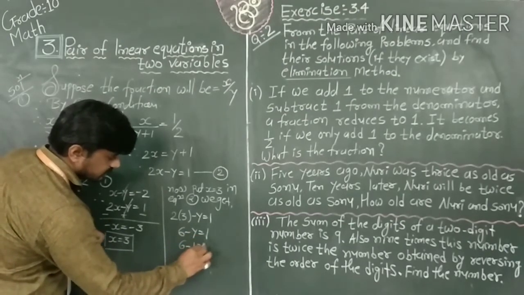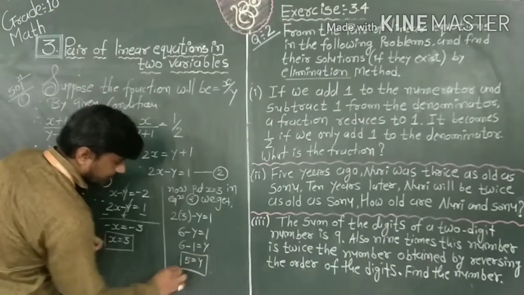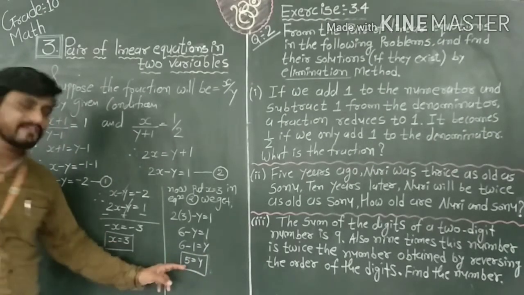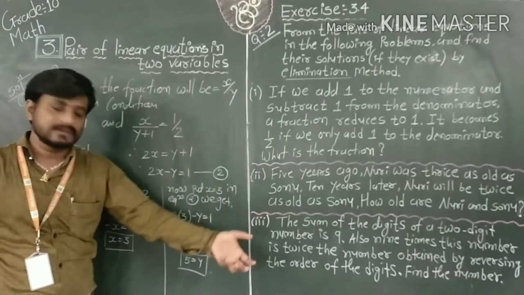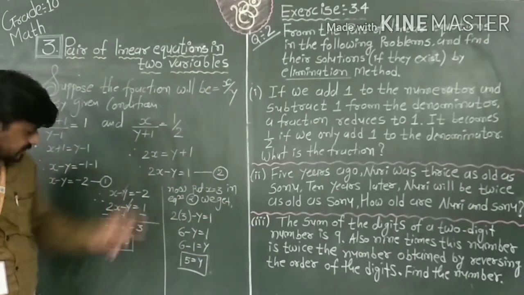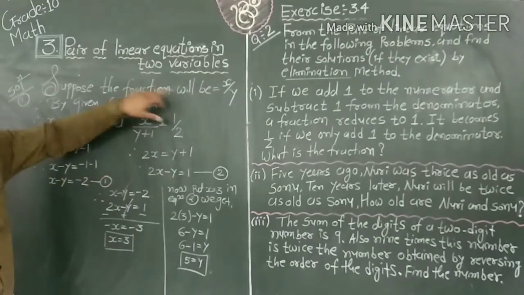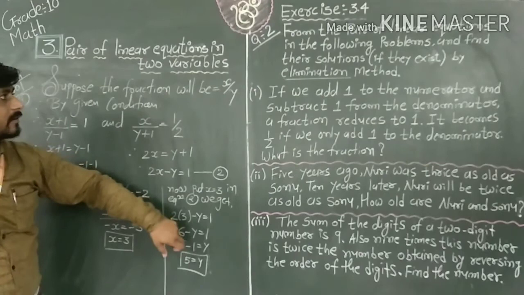6 minus 1 is equal to y. That means 5 is equal to y. Okay, y is equal to 5. This is not our final answer. We want to find a fraction. Now put these two values here. x is equal to 3 and y is equal to 5. Therefore, our fraction will be 3 upon 5.